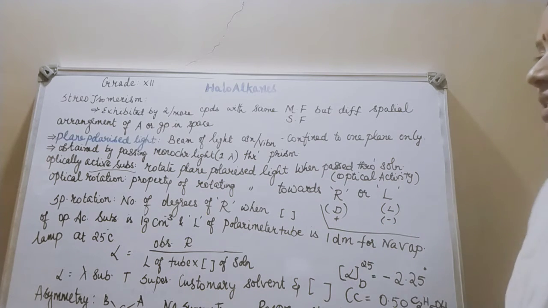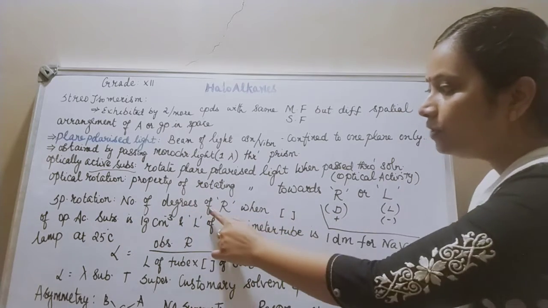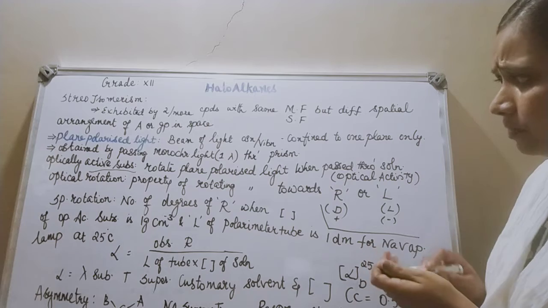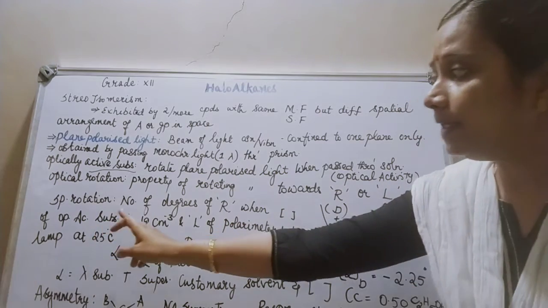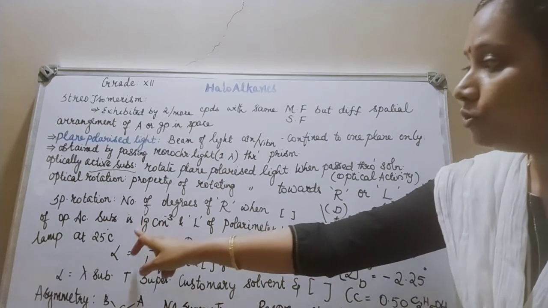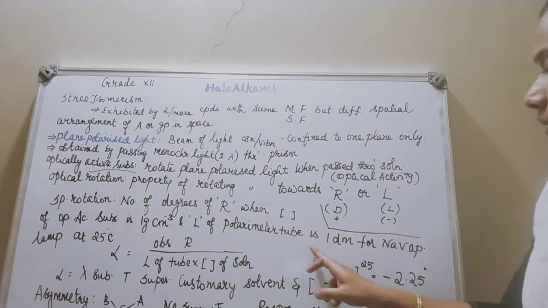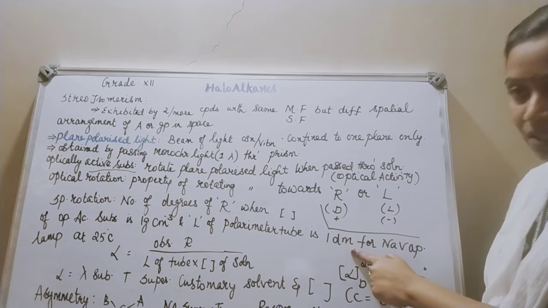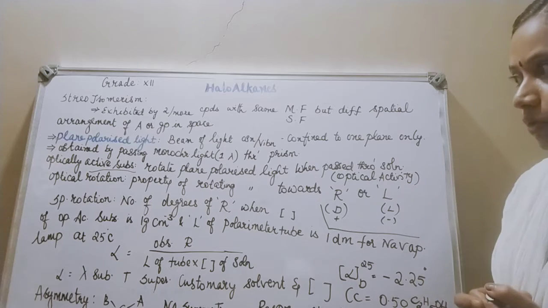Now what is specific rotation? The number of degrees of rotation when the concentration of an optically active substance is 1 gram per centimeter cube and the length of the polarimeter is 1 decimeter, for sodium vapor light. I am repeating, what is specific rotation?